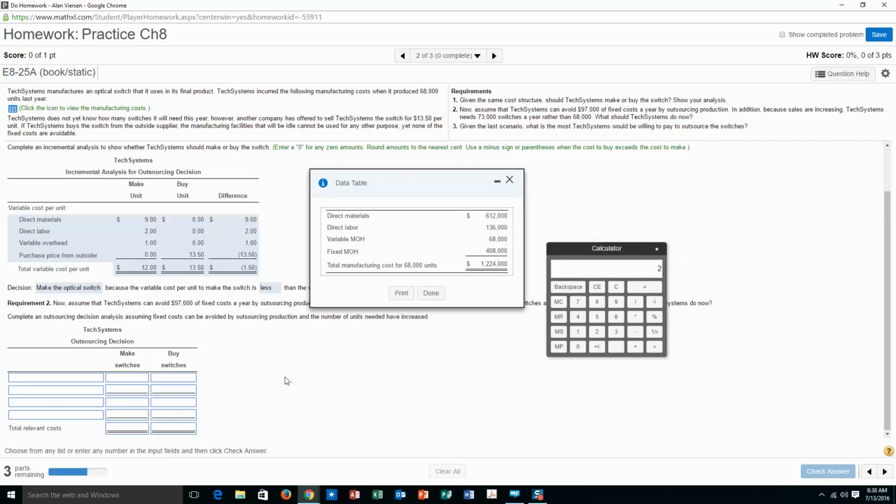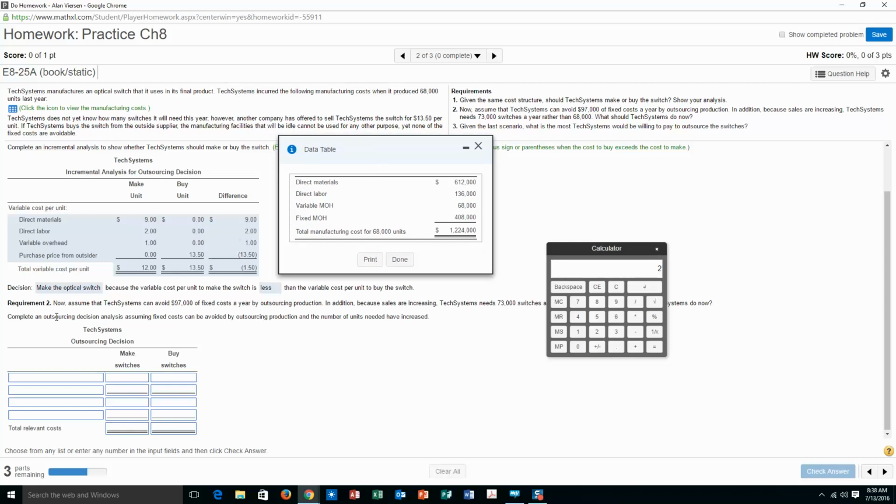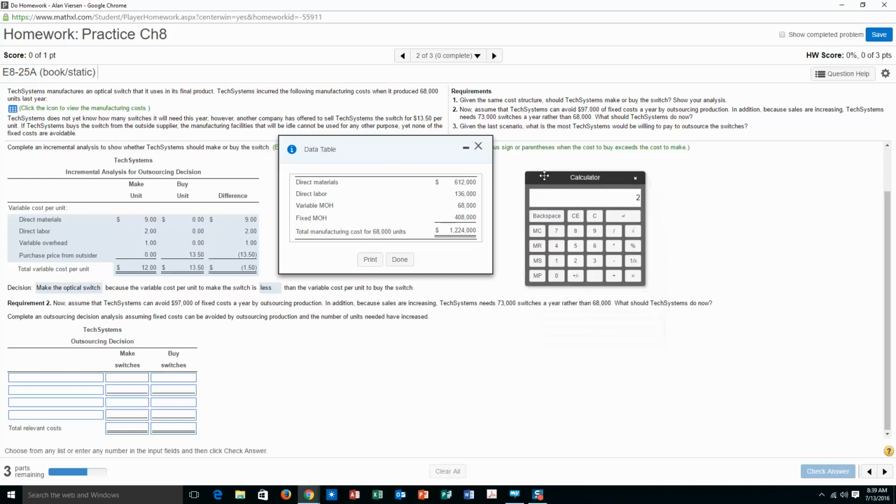Now the second part, we're going to change it up a little bit. This time, assume that Tech Systems can avoid $97,000 of fixed costs. That's what they mean by avoidable fixed cost. So now the fixed costs become relevant to the decision making. And they're going to need 73,000 switches. Now what should they do? They want us to complete this table here. So just give me a minute.